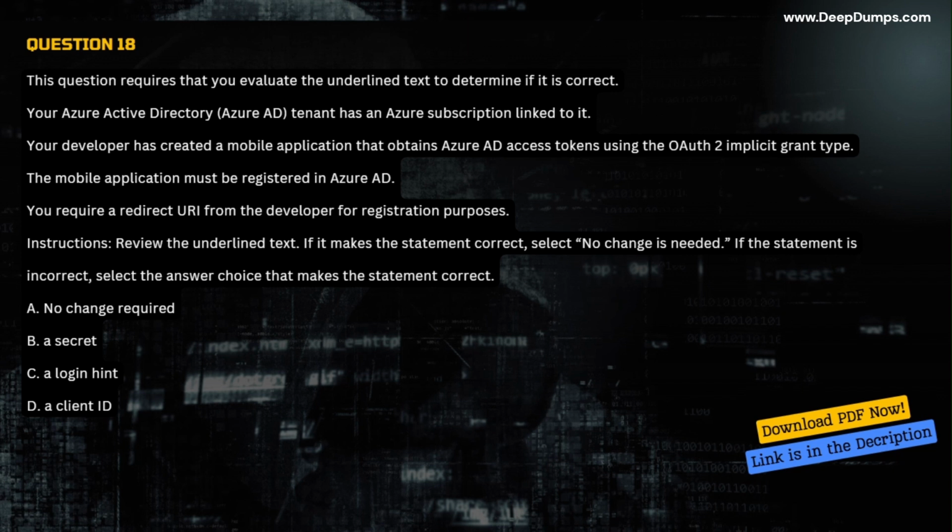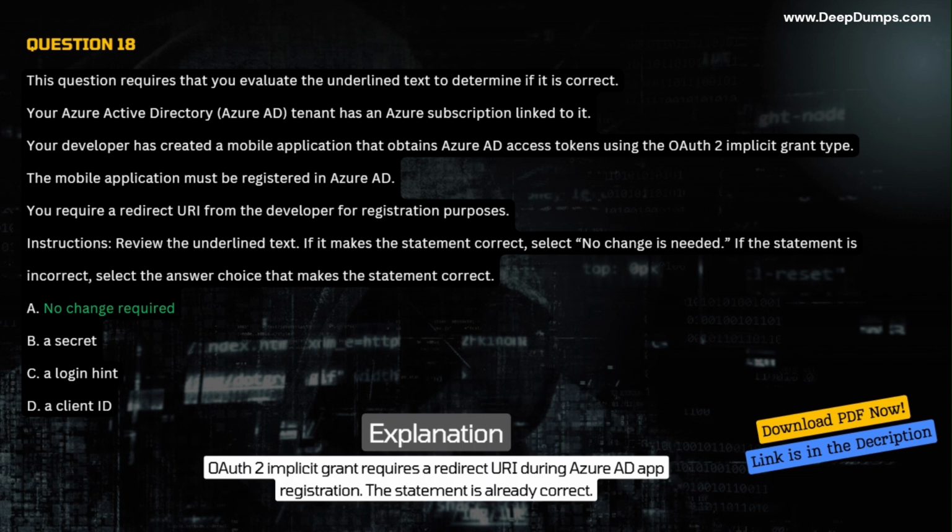If it makes the statement correct, select No change is needed. If the statement is incorrect, select the answer choice that makes the statement correct. A. No change required. B. A secret. C. A login hint. D. A client ID. Correct answer A. No change required. Explanation: OAuth 2 implicit grant requires a redirect URI during Azure AD app registration. The statement is already correct.